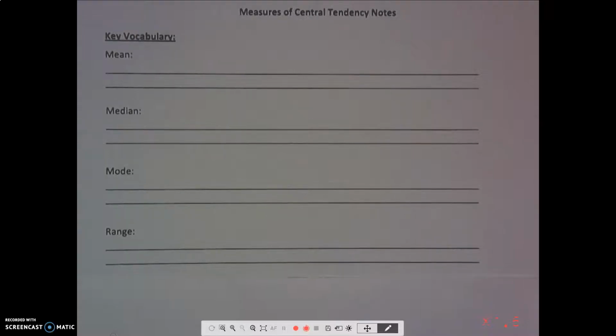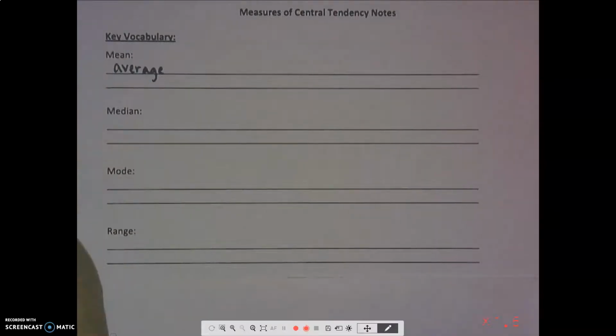Today we're going to talk about measures of central tendency, and so there are four key vocabulary words that we need to remember. Those are mean, median, mode, and range, and those should sound familiar to you. So mean, another word for that is average. You could either ask what the mean of the information is, or you could ask what the average is.